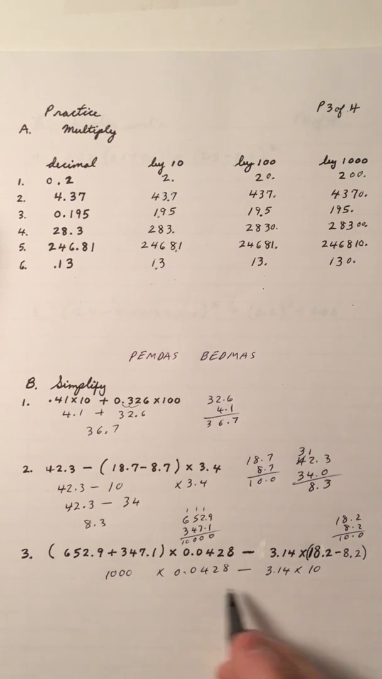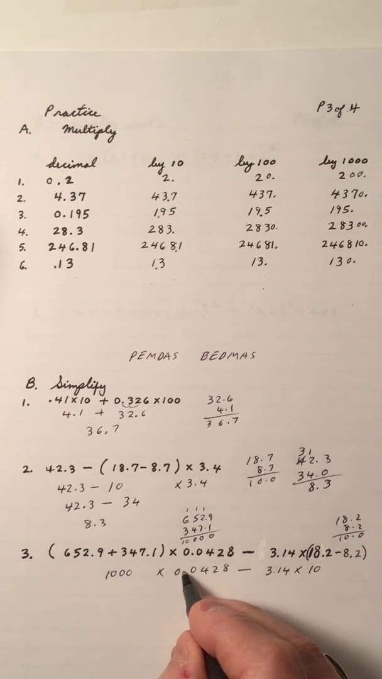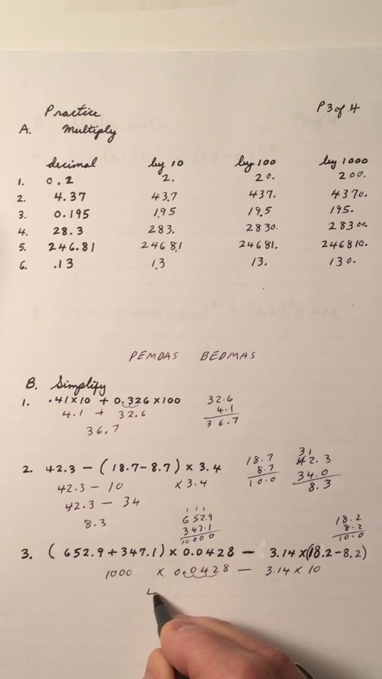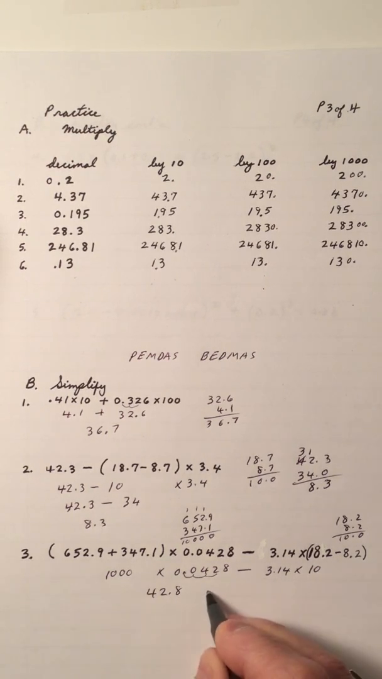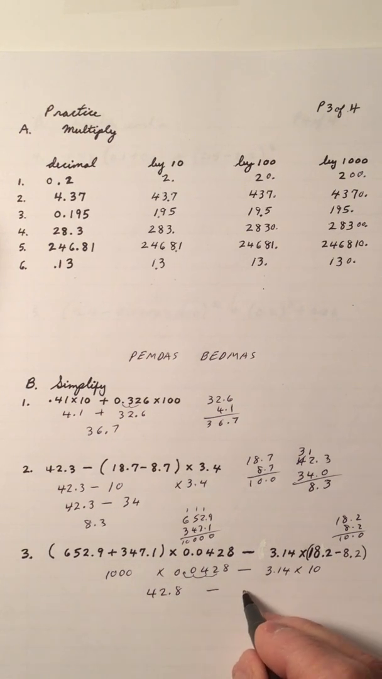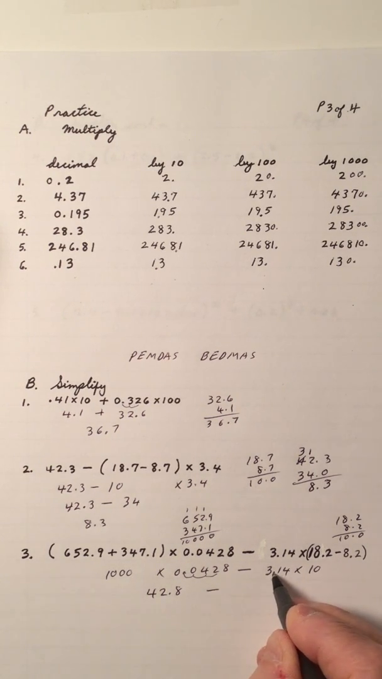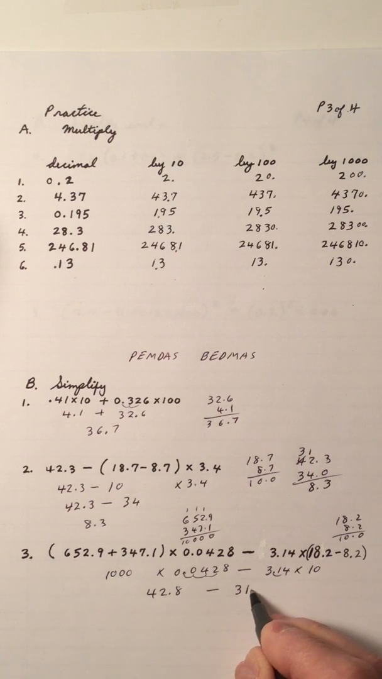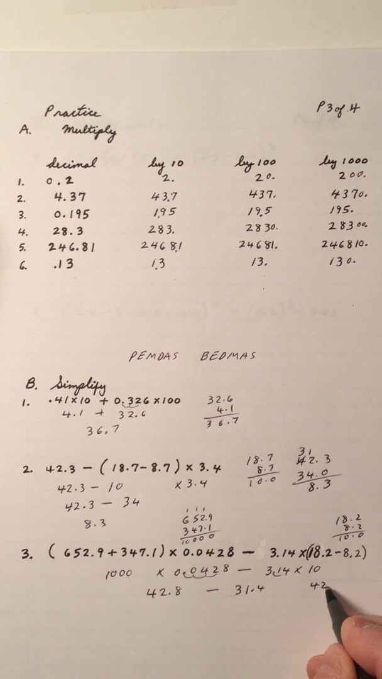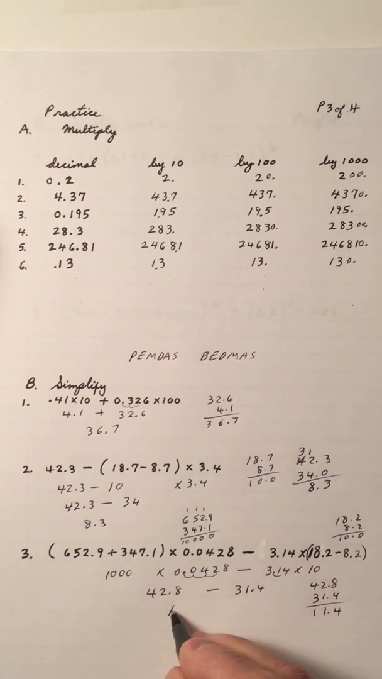Now we have a multiplication and a subtraction, so we multiply. When multiplied by 1,000, the decimal moves 3 places, 1, 2, 3, so we get 42.8. Subtract, multiply by 10, and we move 1 place to the right, we get 31.4. And when we subtract, we get 42.8, subtract 31.4, we get a 4 and a 1 and a 1, so 11.4. Order of operations.